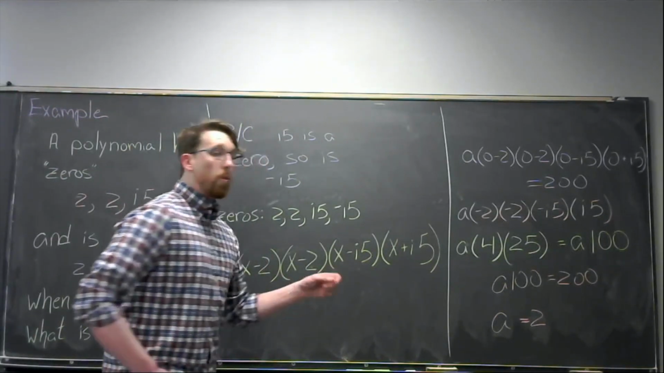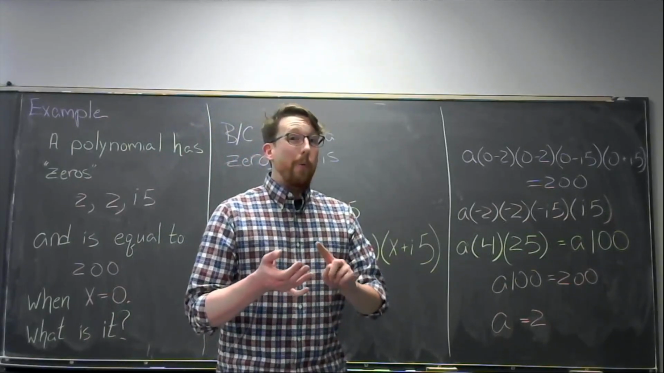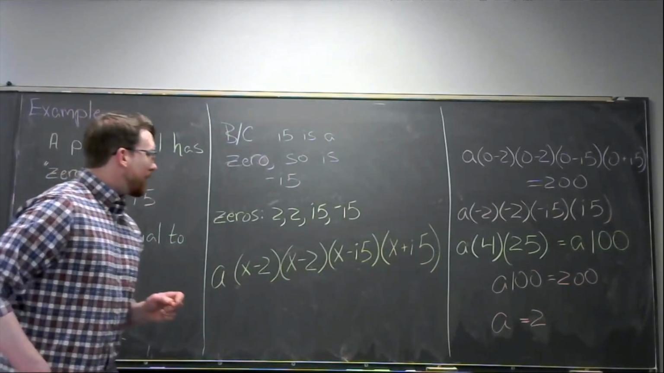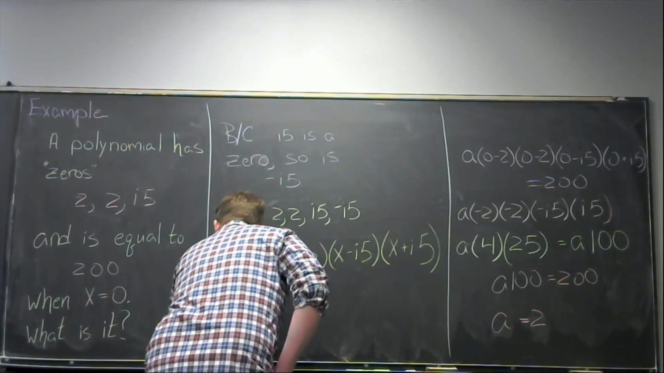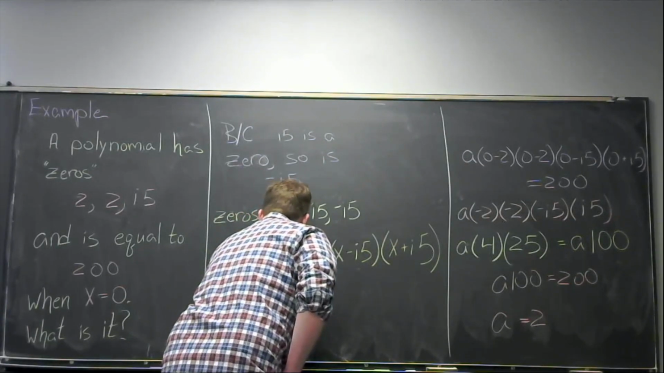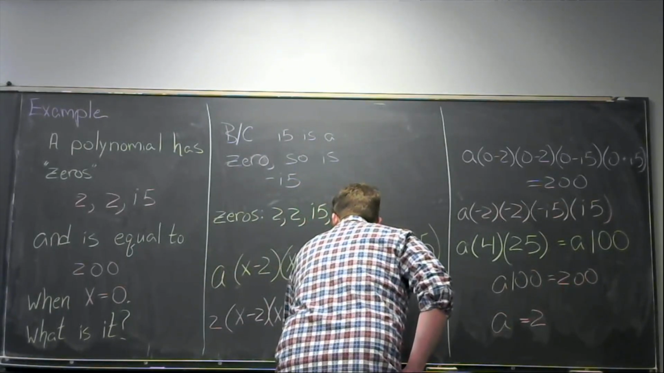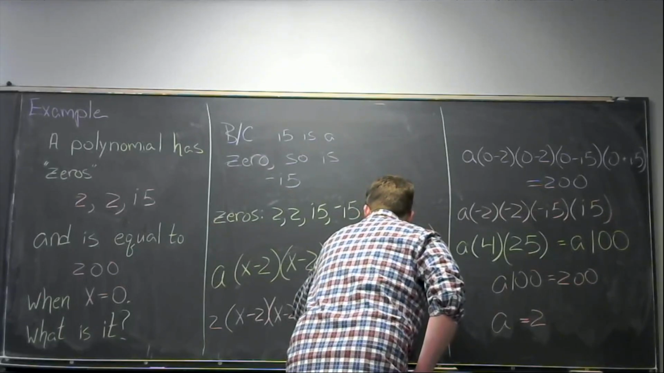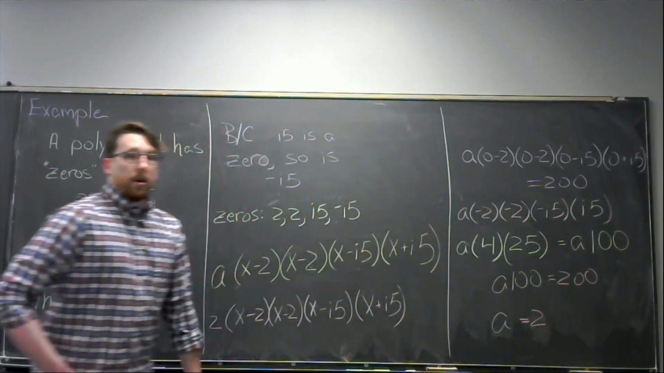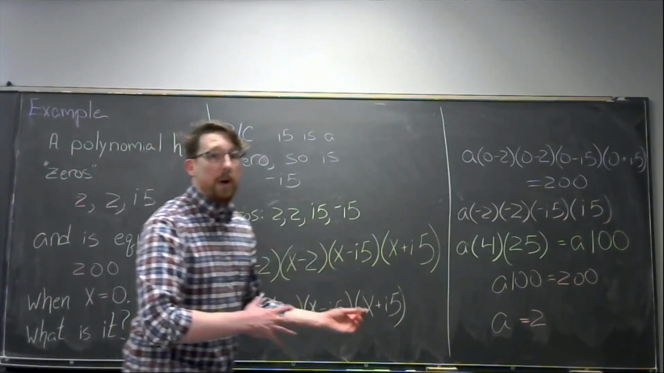So we can work this backwards. We can use a little bit of information, what our zeros are and what one solution is, and find out what our polynomial is. Because now what we got is our polynomial is equal to 2 times (x minus 2) times (x minus i5) times (x plus i5). This is our polynomial. That's what we just found. And we found it by working backwards.